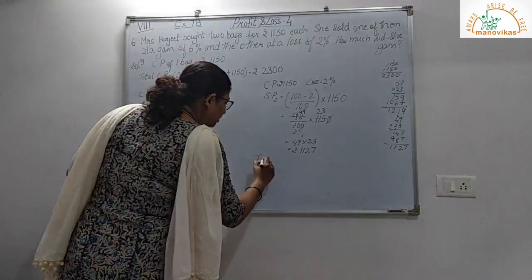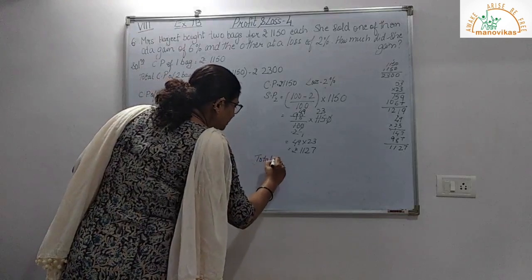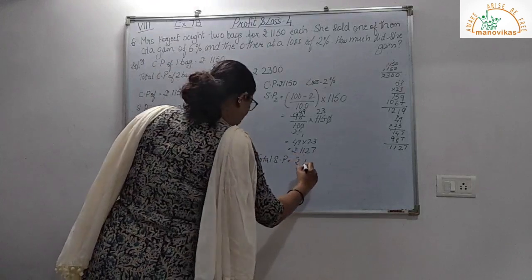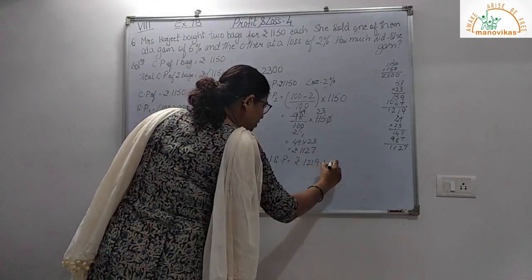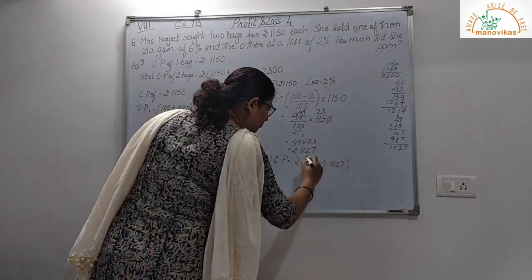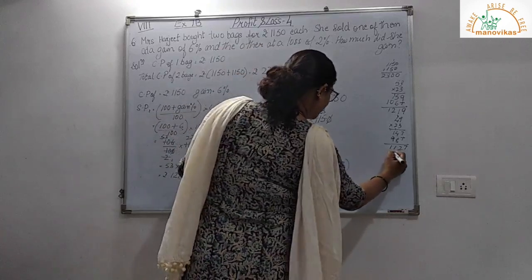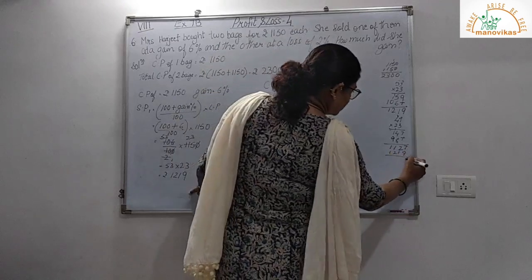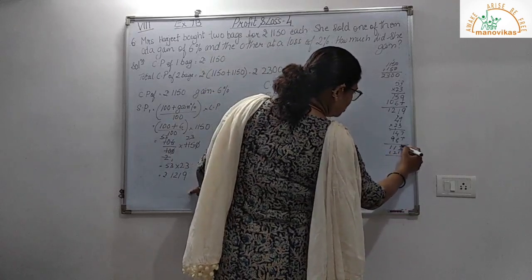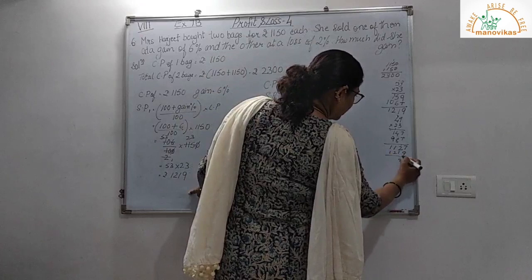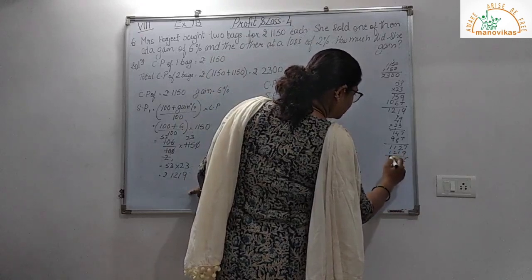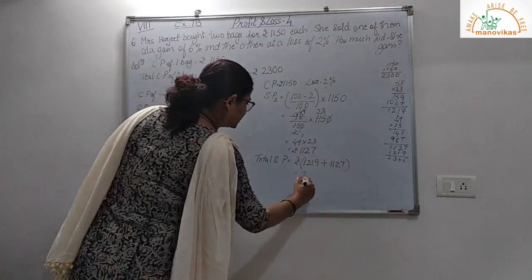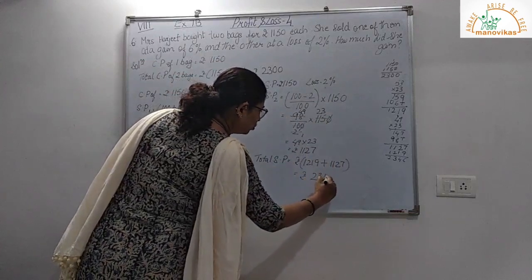So the total selling price is equal to rupees 1219 plus 1127. So we get 16, 6, carry 1, 2, 3, 4. So 3 and this is 2. Now we got the total selling price as 2346.